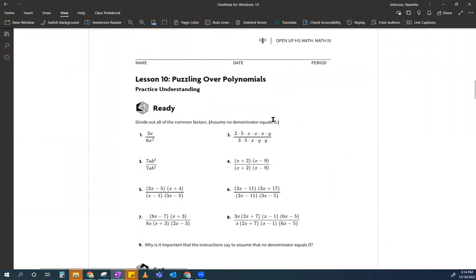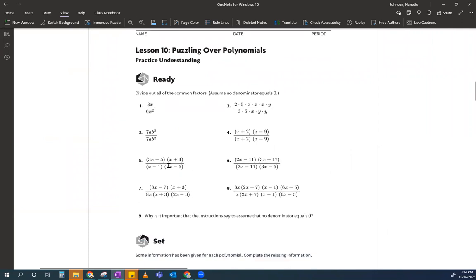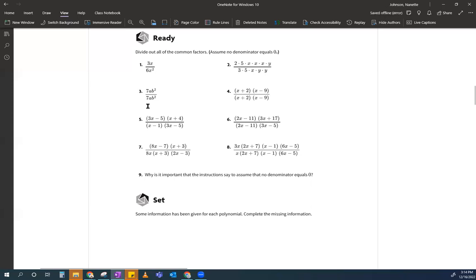That's important. Why, Ms. Johnson, is that important for them to say that? You can't divide by 0. Okay, that's like a rule that needs to go in your head. So what I'm looking for is common factors that exist on the top and the bottom.